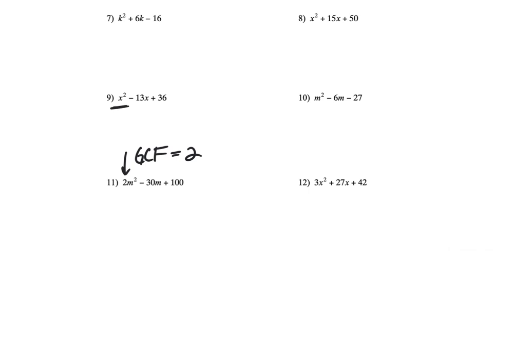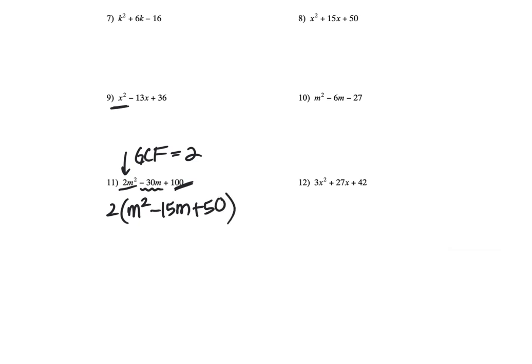So that means I'm going to take the 2 out, and remember I'm dividing each one of those terms. When I take 2m squared divided by 2, I get m squared. When I take negative 30m divided by 2, I get negative 15m. And when I take 100 divided by 2, I get a positive 50. So that's got to be my very first step.